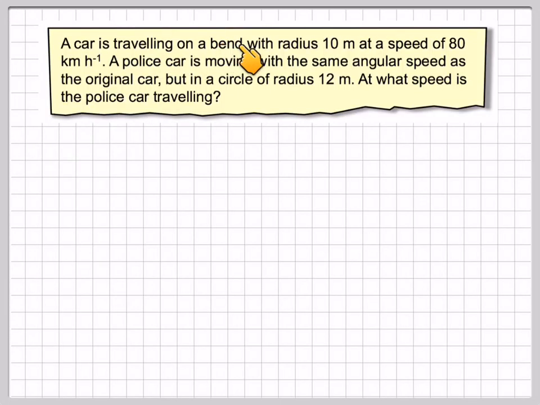A car is travelling on a bend with a radius of 10 metres at a speed of 80 kilometres per hour. A police car is moving along with the same angular speed as the original car, but the circle is of radius 12 metres. At what speed is the police car travelling? So we just look at this.